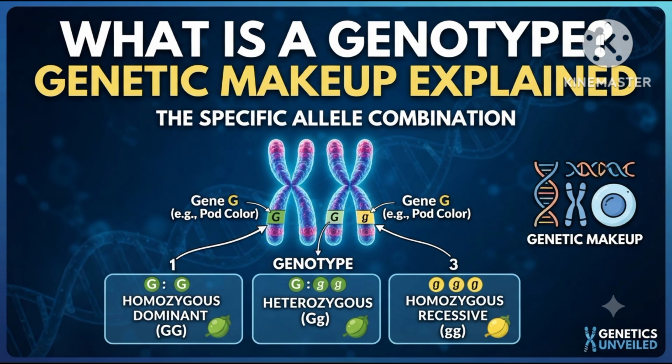Genotype. The genotype is the genetic makeup of an organism. It refers to the specific combination of alleles that an individual inherits from its parents.